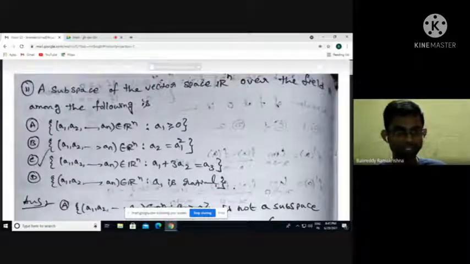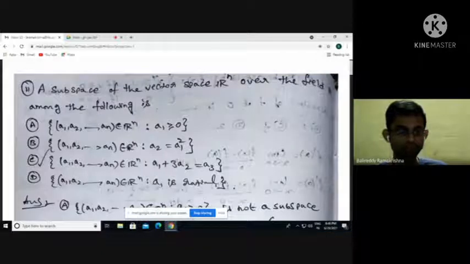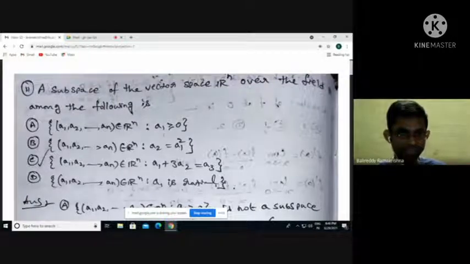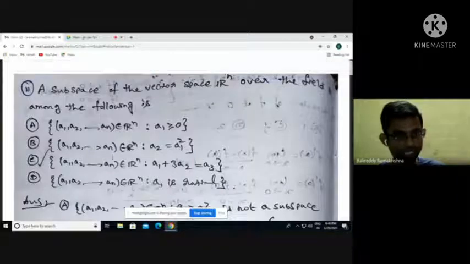And the question is, a subspace of the vector space R power n over the field R among the following is, and four options are: option number A, set of all n tuples a1 a2 so on an belongs to R power n such that a1 greater than or equal to 0. That is first option. Option number B, set of all n tuples a1 a2 so on an belongs to R power n such that a2 is equal to a1 square.